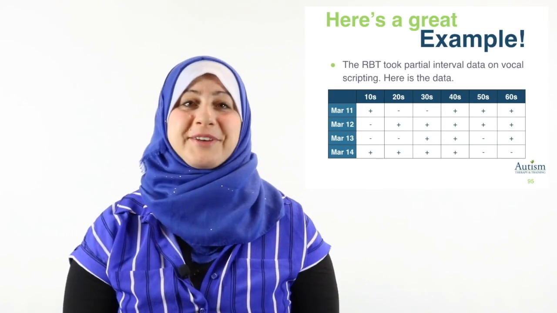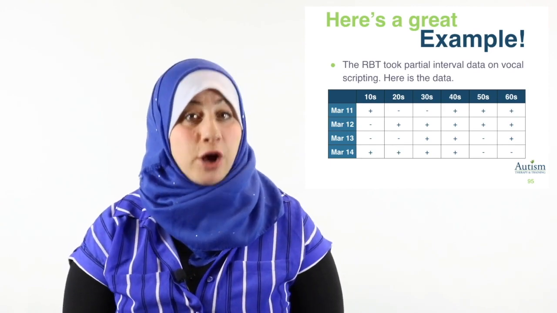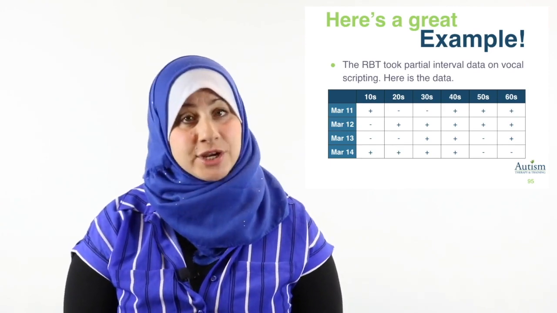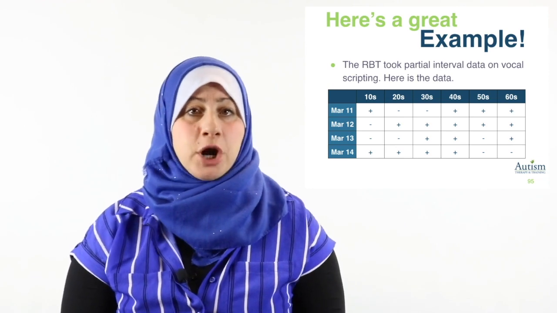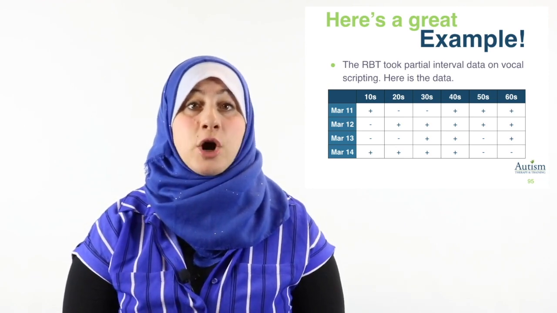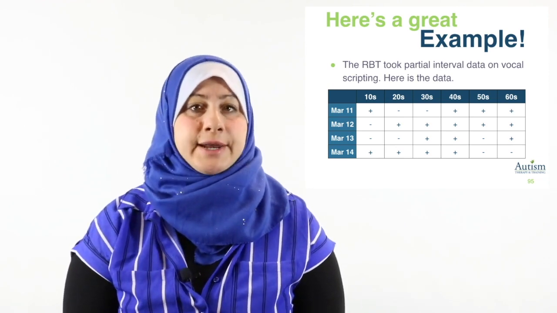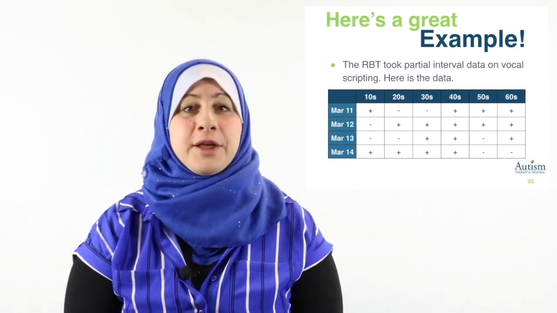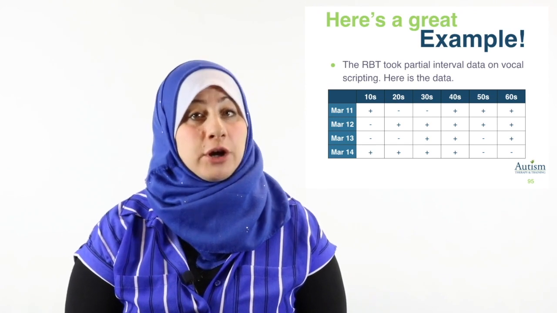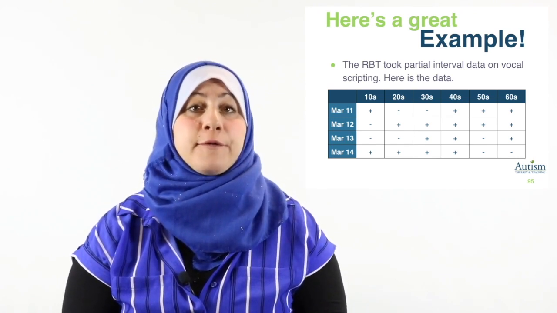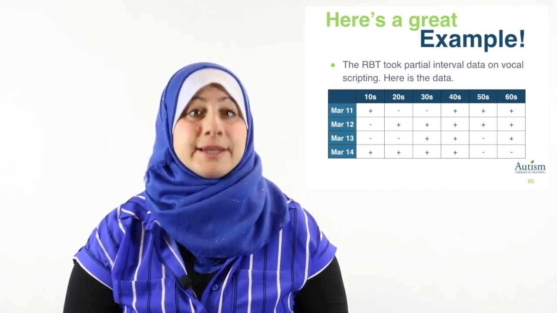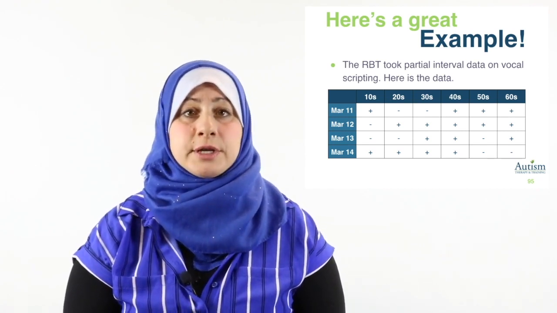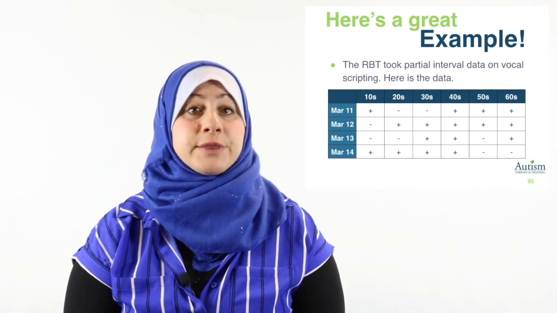All right, moving on. Time sampling data can also be graphed using percentage. This is how we would graph it. The RBT took partial interval data on vocal scripting. Here's the data. How many occurrences occurred on each day? For March 11th, there was an occurrence on the 10, 40, 50, 60-second interval. Therefore, there were 4 occurrences out of the 6 trials. Do the same for March 12th, 13th, and 14th.